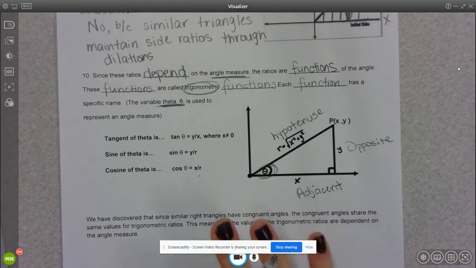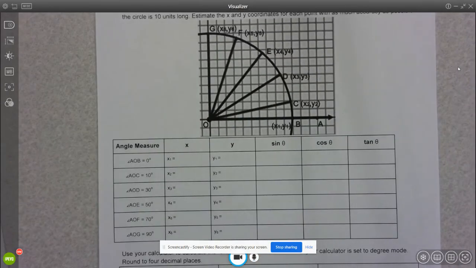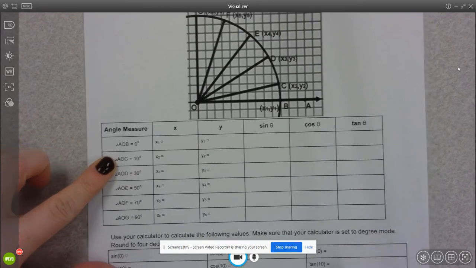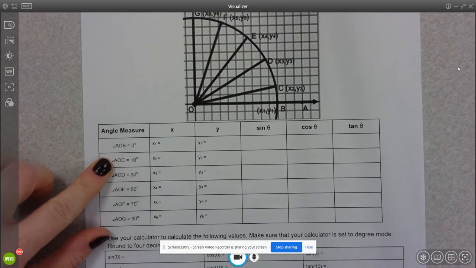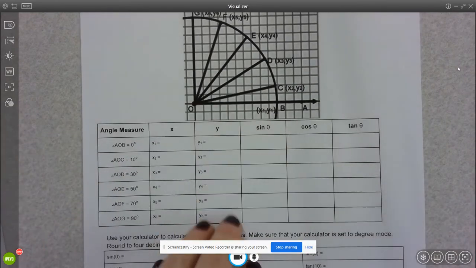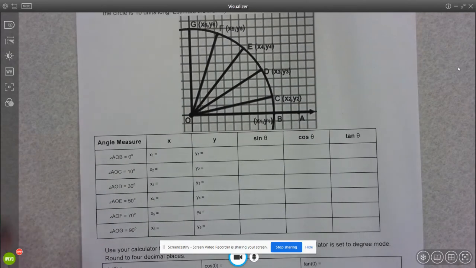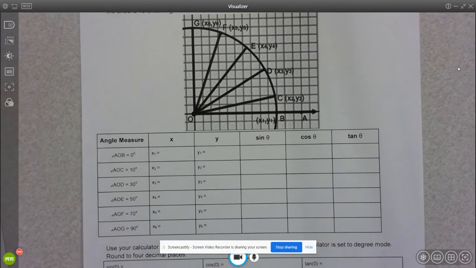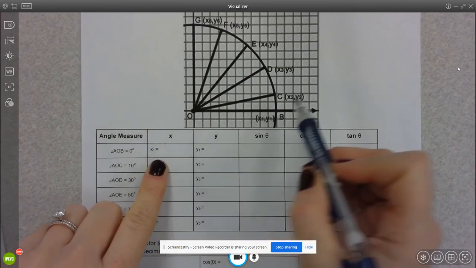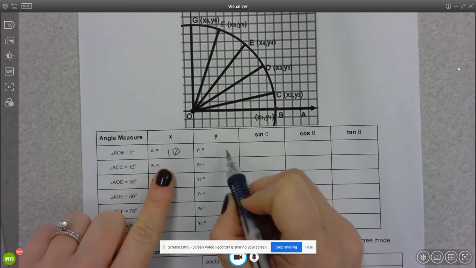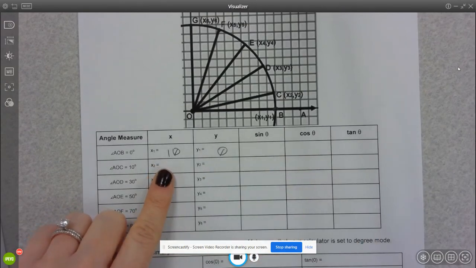All right, a couple more things we're going to look at. I'm going to do the first two of these all the way through, and then I'm going to show you the rest of my answers, but I'm going to do a few of these all the way through so that you see what I'm doing. Now, there is some estimation involved. So for this first coordinate, it's right here. There's no estimation needed. My x value is 10, my y value is 0.